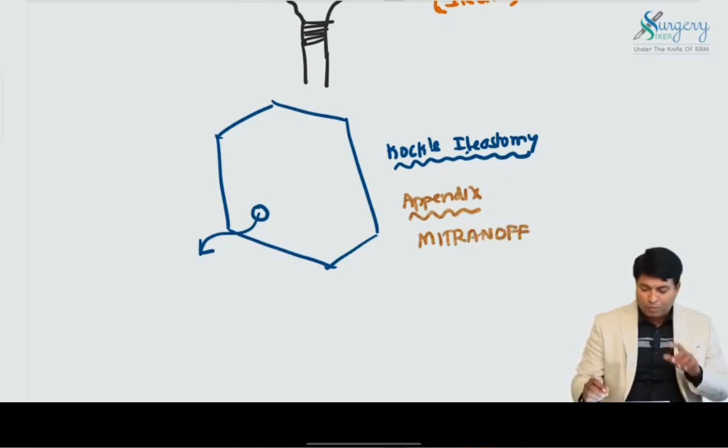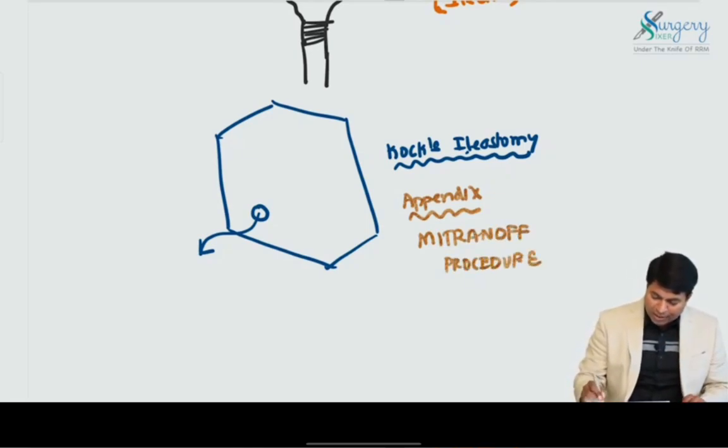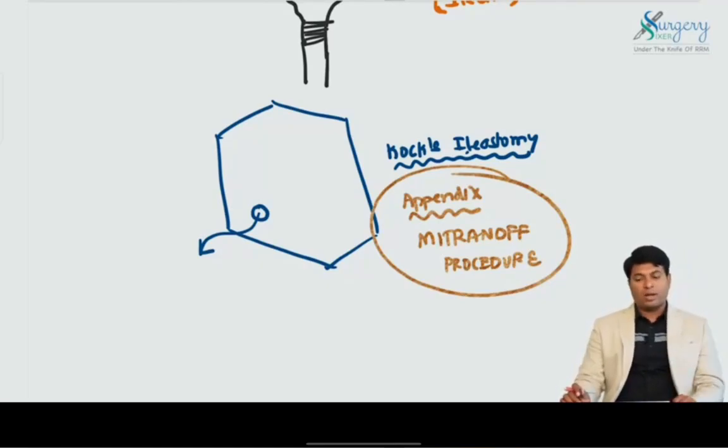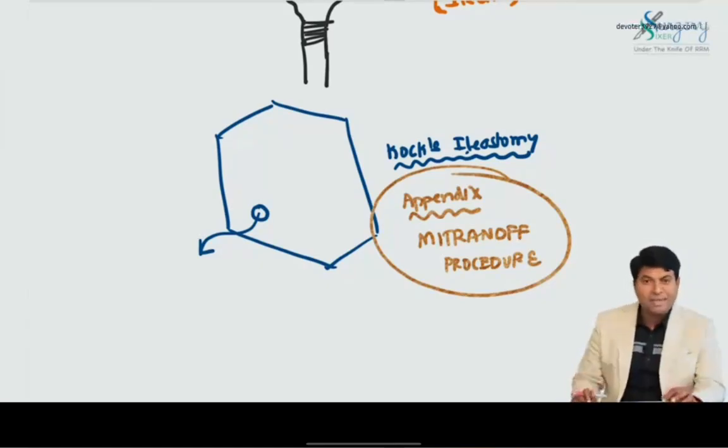This question is an expected MCQ. Mitrofanoff procedure is appendix used as a urinary conduit. Please don't forget this procedure. I will show you that image, you will understand. So these are continent types of ileostomy, continent types of urinary diversion.